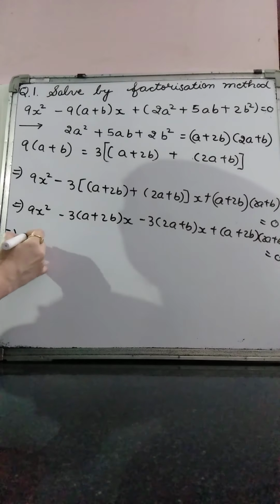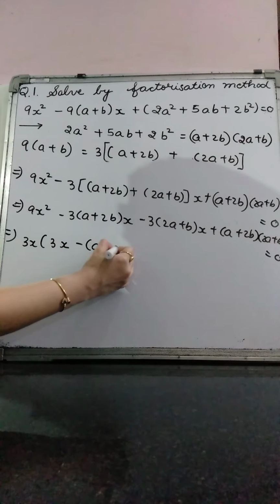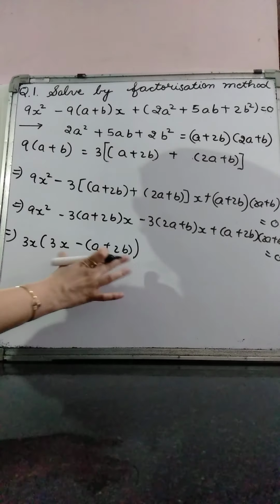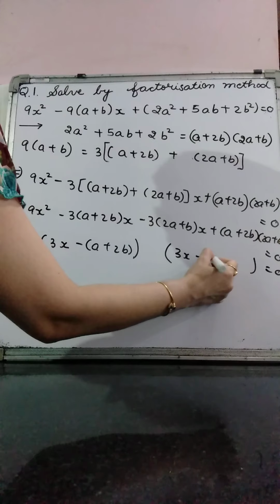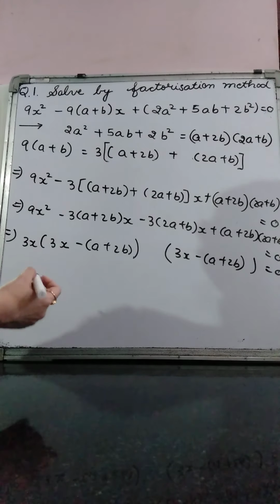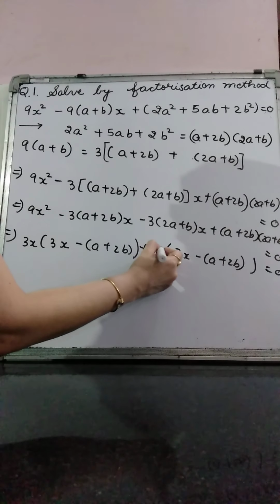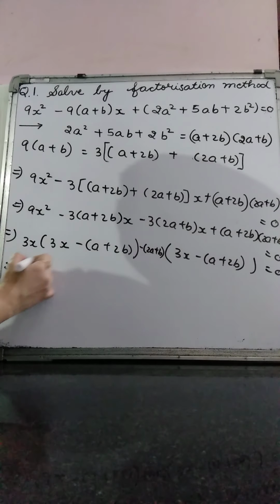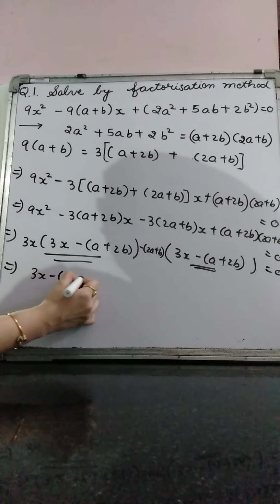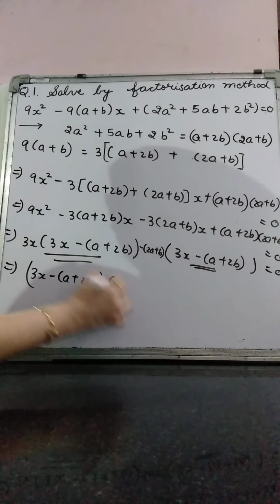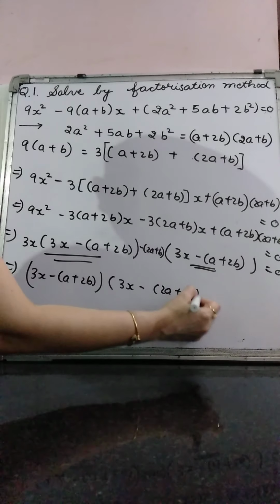From first two terms take 3x common, that is 3x minus (a plus 2b), and write the same term here, 3x minus (a plus 2b). The coefficient of 3 is (2a plus b) with minus sign. Then 3x minus this term common and 3x minus (2a plus b).